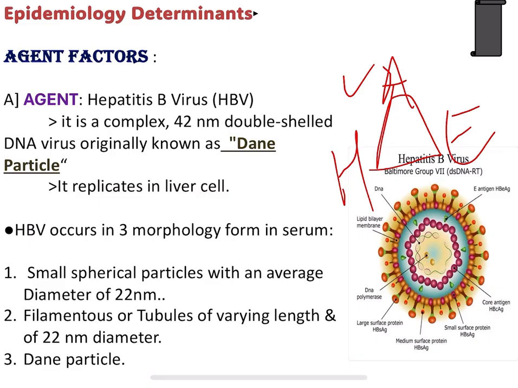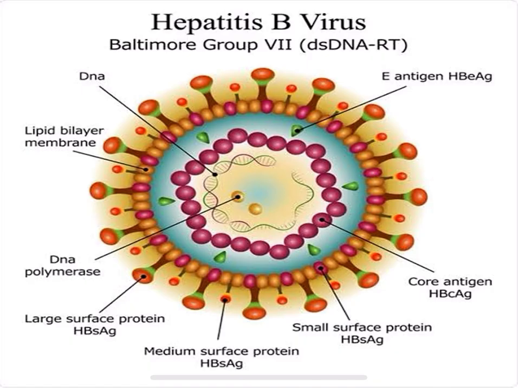HBV, hepatitis B virus, will occur in three morphological forms in the serum. They are the small spherical particles, and the filamentous or tubules of varying length, and they are of 22 nanometer in size. And third one we have the Dane particle, of 42 nanometer. Okay. Is it clear? Let us see the picture here.